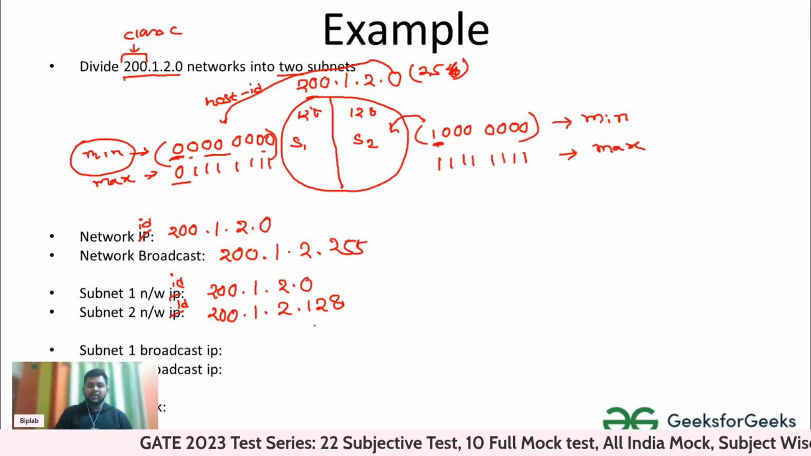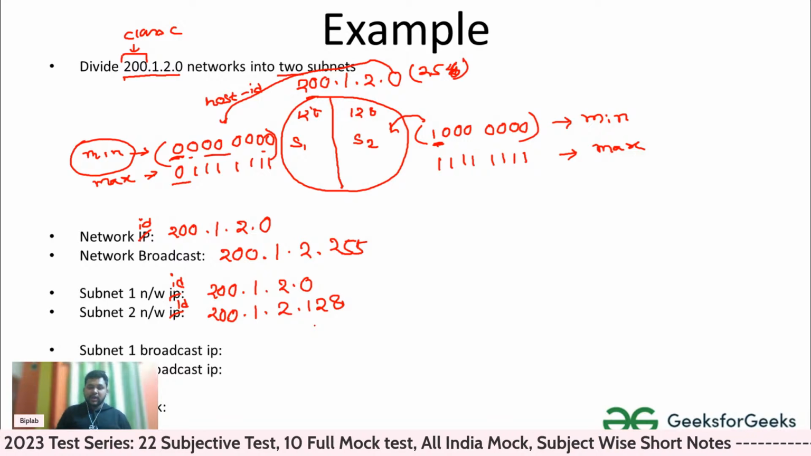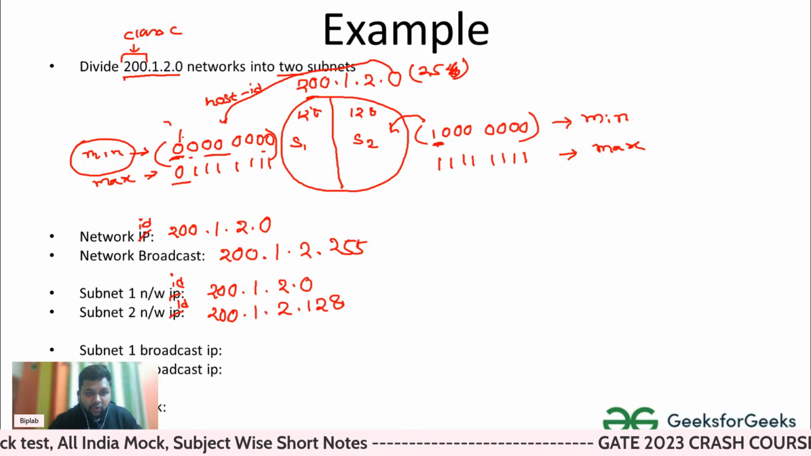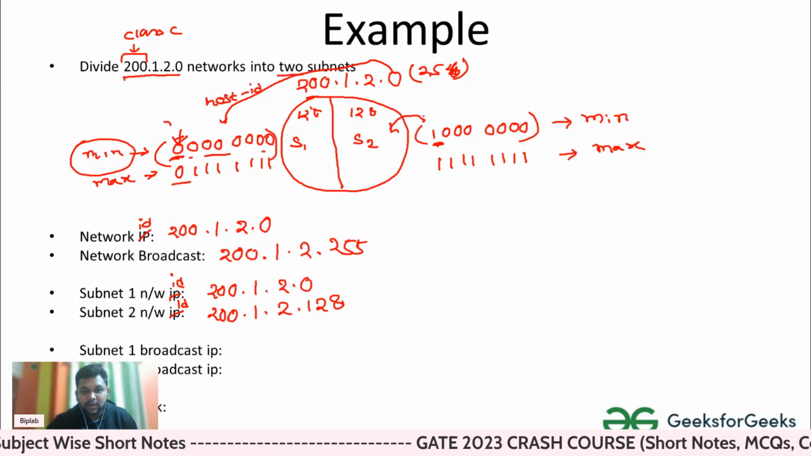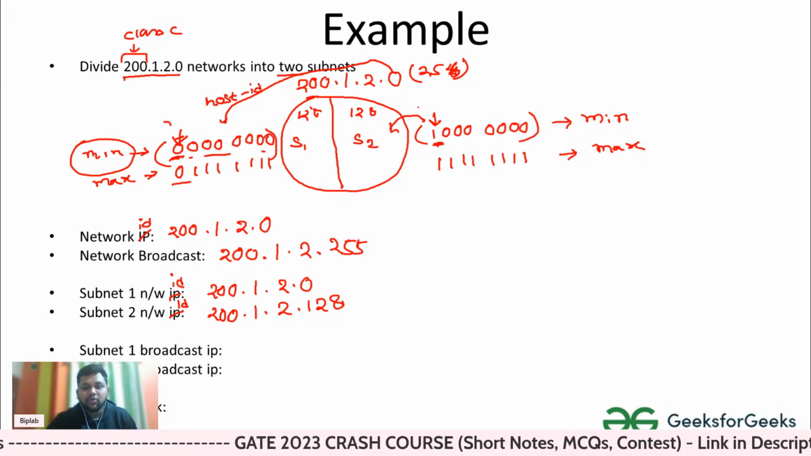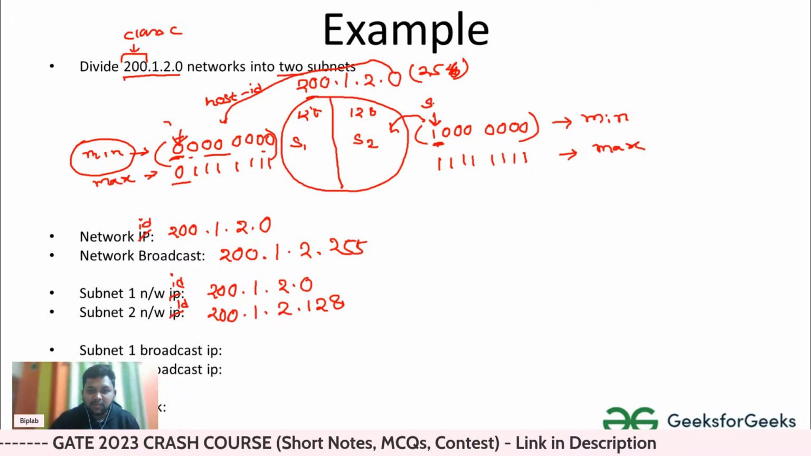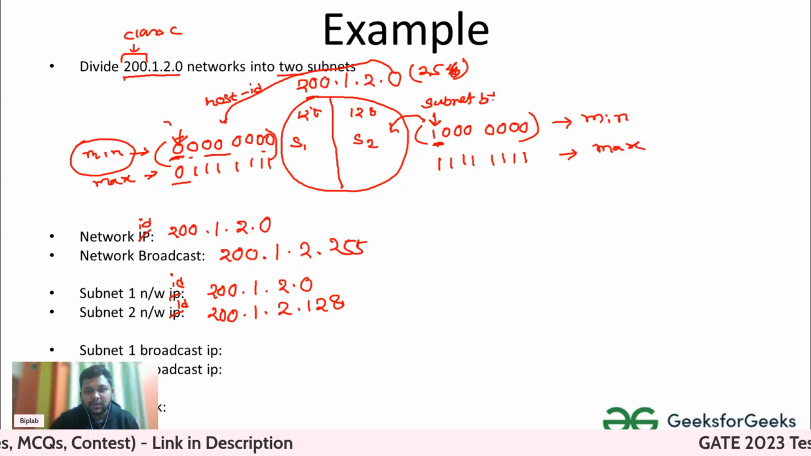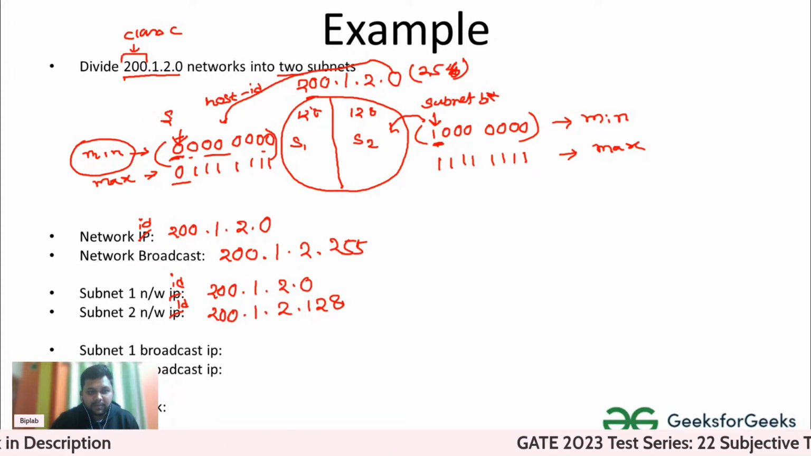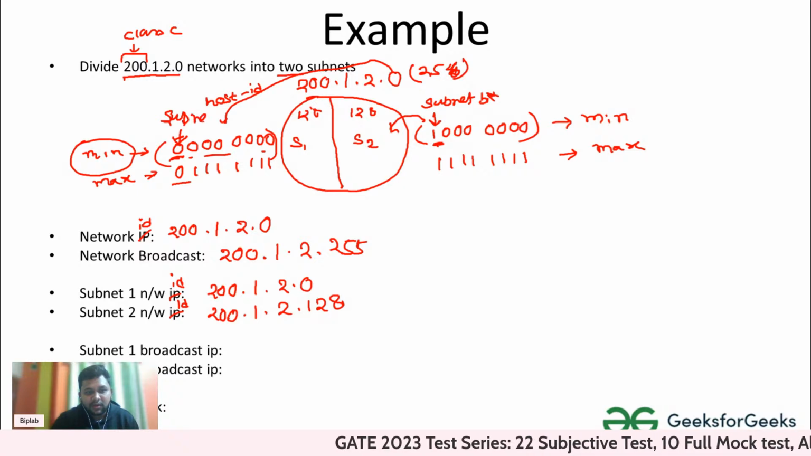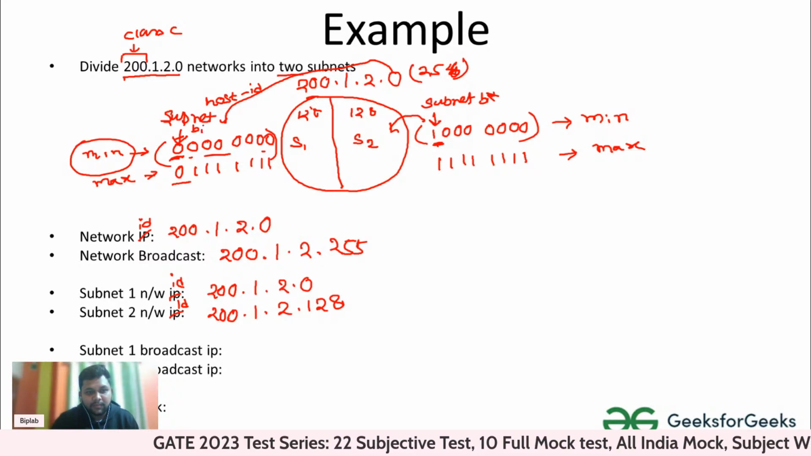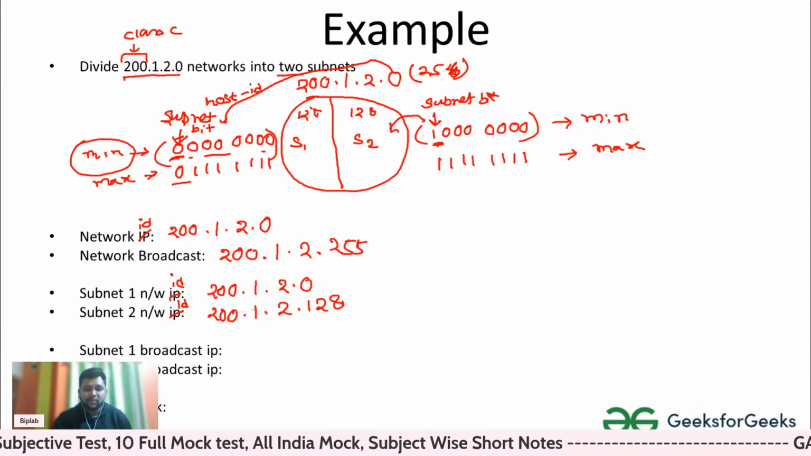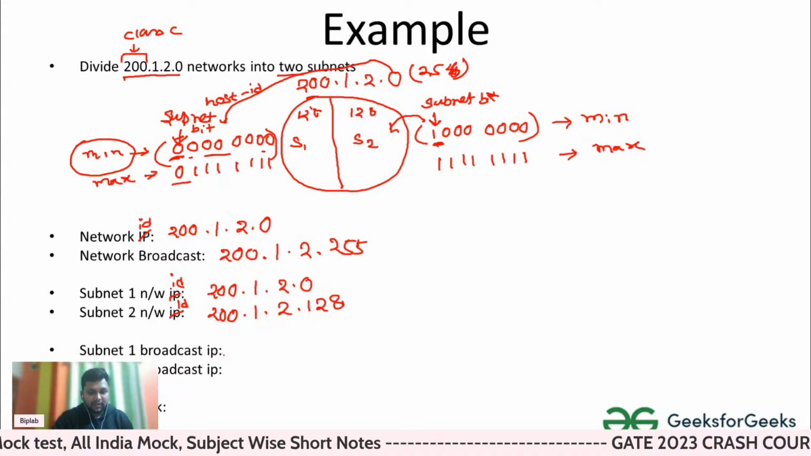When the first bit is fixed, all the other bits are host ID, so we put zeros and ones in the host ID. But the first bit is no more host ID. When you do subnetting, the first bit no longer remains a host ID. It becomes a subnet ID, or subnet bit. It is used as a subnet bit. So that's why you make all host bits 0 and all host bits 1.